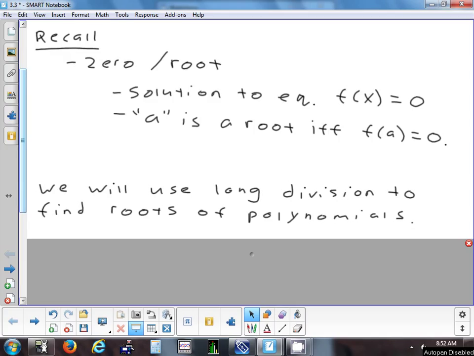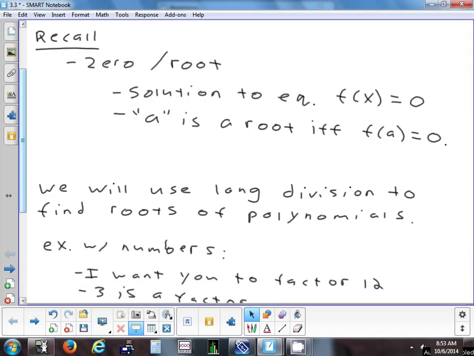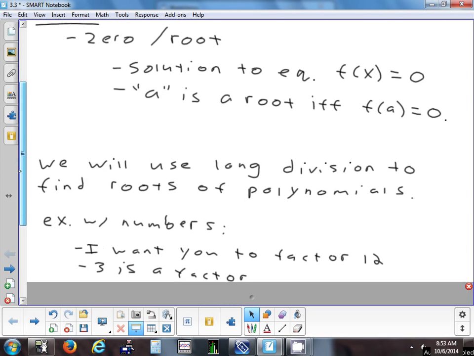Okay, we're going to end up using long division to find roots of polynomials. So if you've done long division of polynomials from algebra, probably would be an Algebra 2 thing, we're going to look at that a little bit. And let's start with an example with numbers, just to illustrate the concept. I think if we do it with numbers, then it'll make more sense when we do it with polynomials.